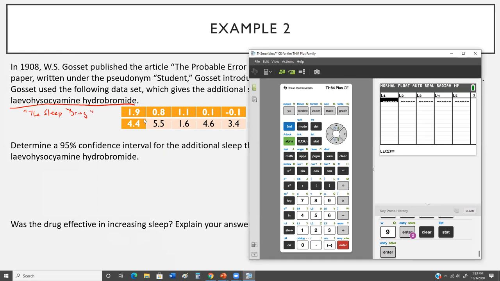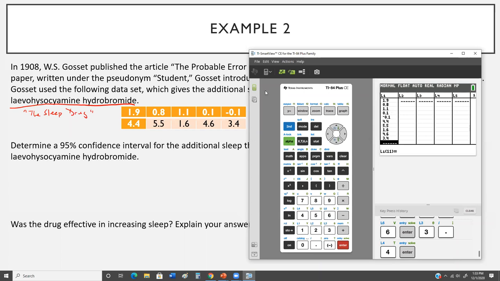Now I want to take this data and plug it all in. So let's all go through it: 1.9, 0.8, 1.1, 0.1, minus 0.1, an extra 4.4 hours. What I wouldn't give for that. 5.5, 1.6, 4.6. I'd even settle for 3.4. So you should have the data plugged into your calculator, just like that.